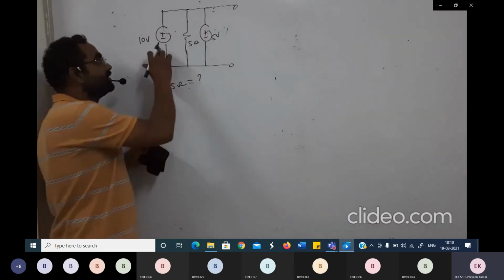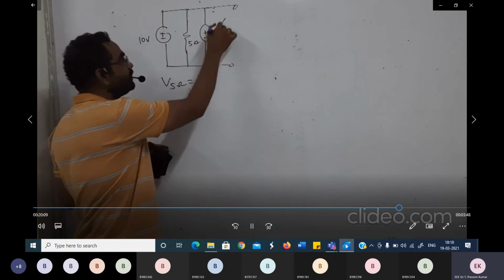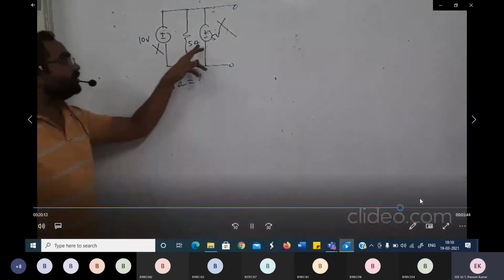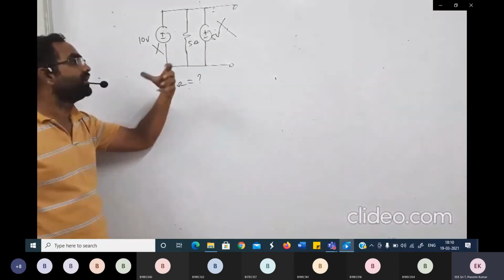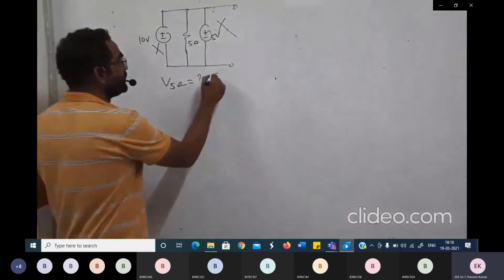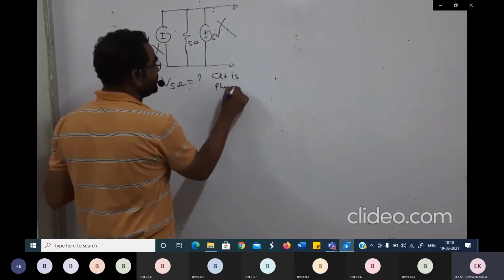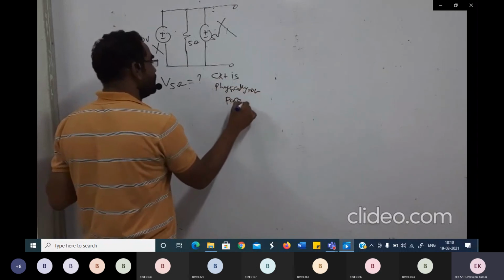No, the reason is this is a different voltage, this is a different voltage. So please always keep it in mind. You cannot connect a circuit of this type. You cannot connect two different voltage sources of unequal values in parallel. So this is difficult. The circuit is physically not possible. It means that what should be the value of the other source?